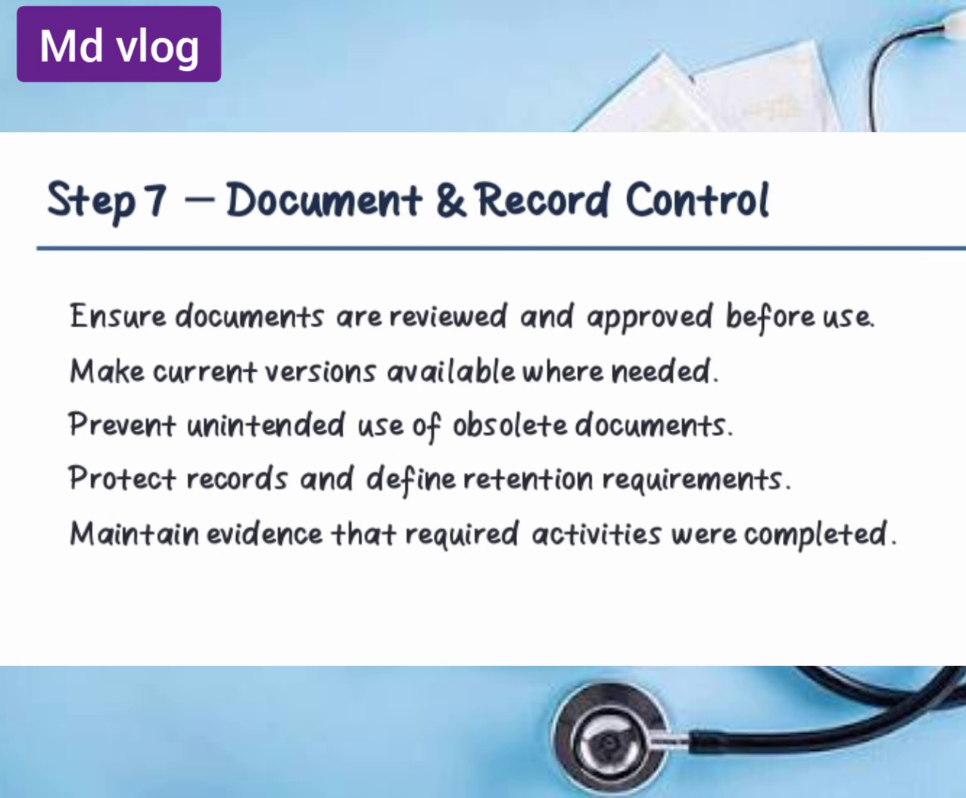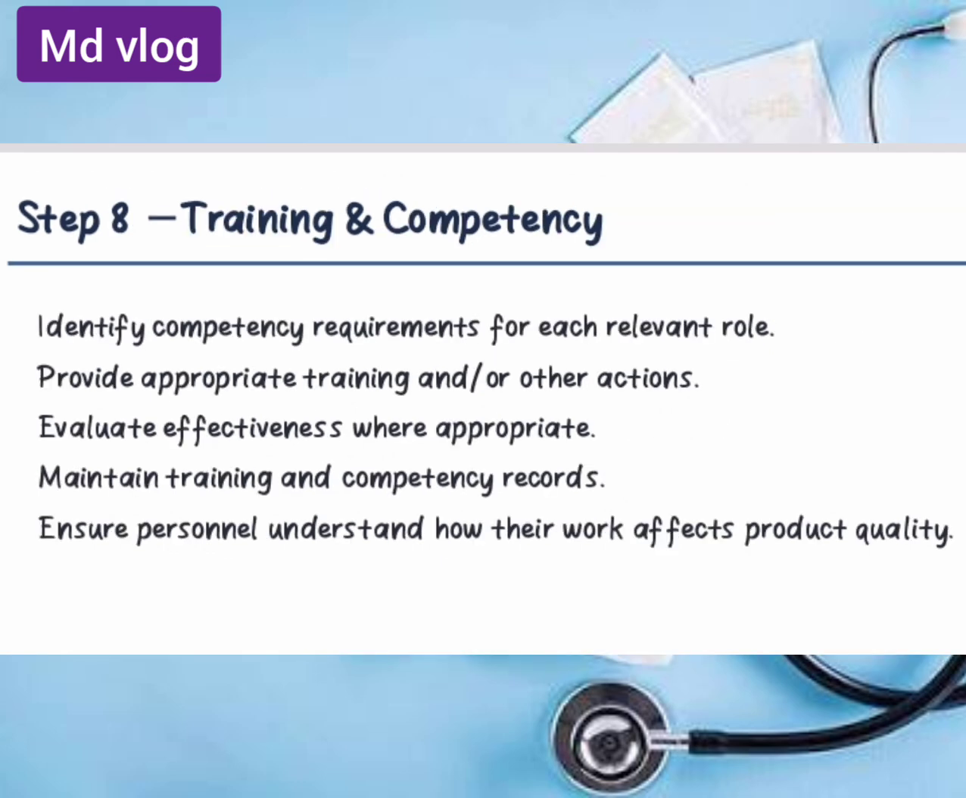Step 7, document and record control. It ensures documents are reviewed and approved before use. We'll see an example. If an operator uses an outdated work instruction, the process may be performed incorrectly. Document control helps ensure the correct approved version is used.